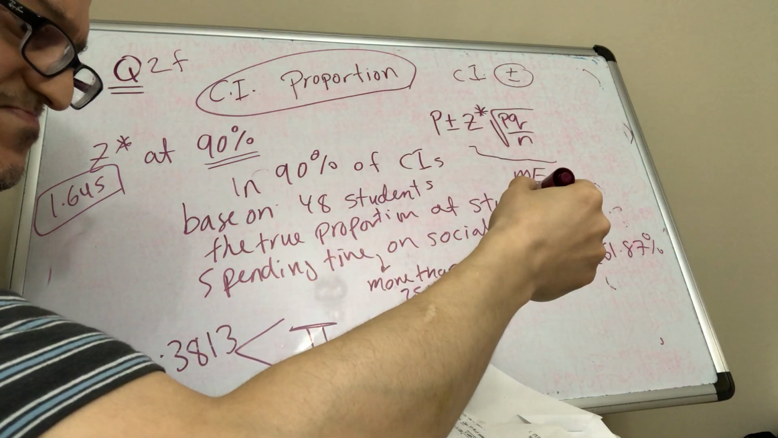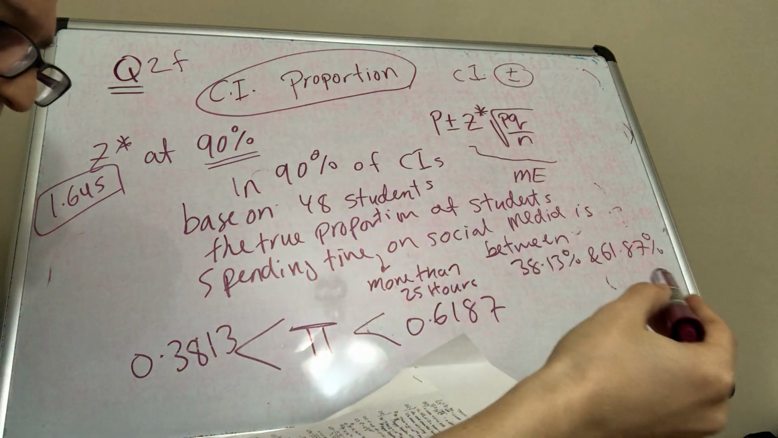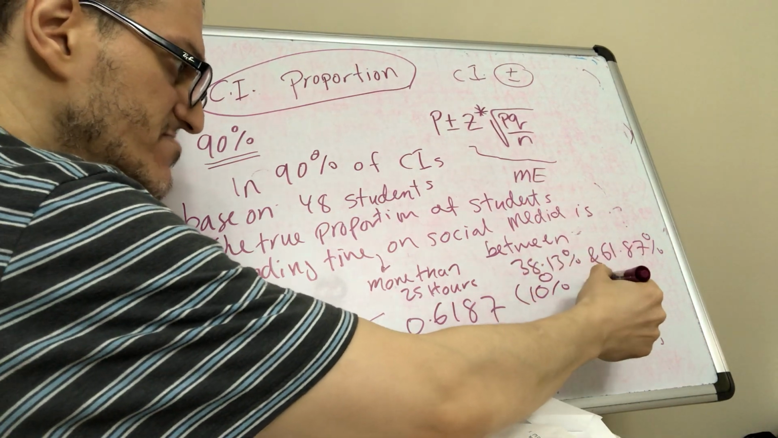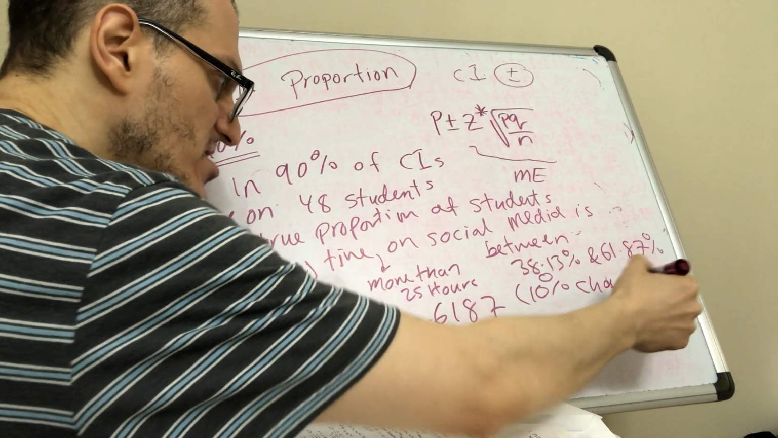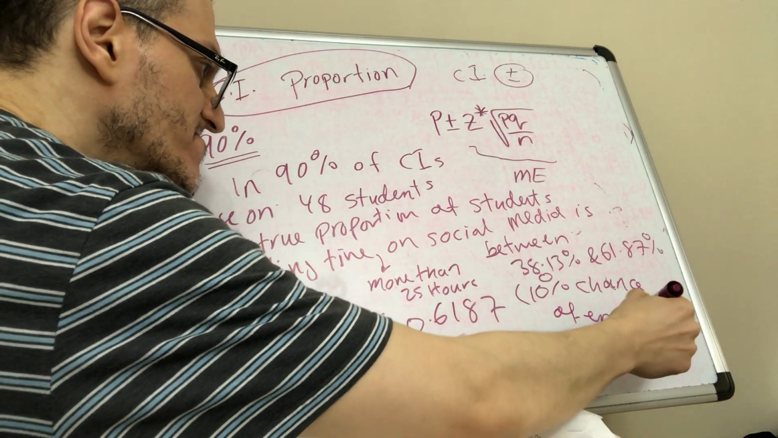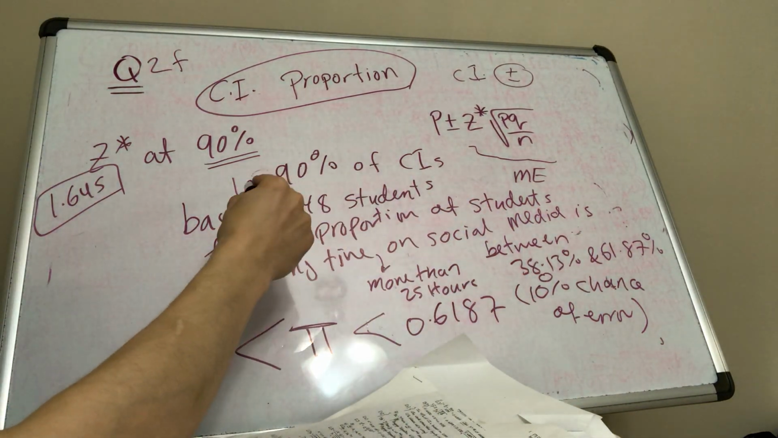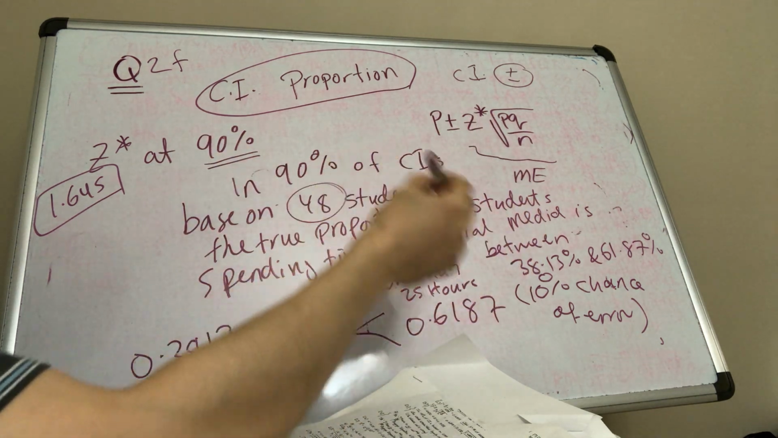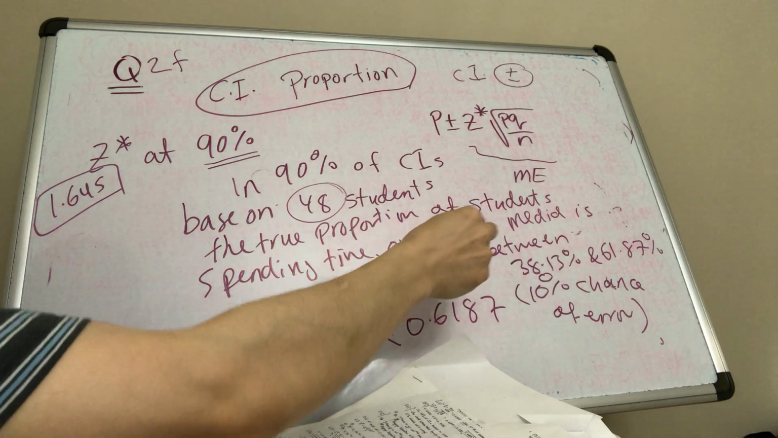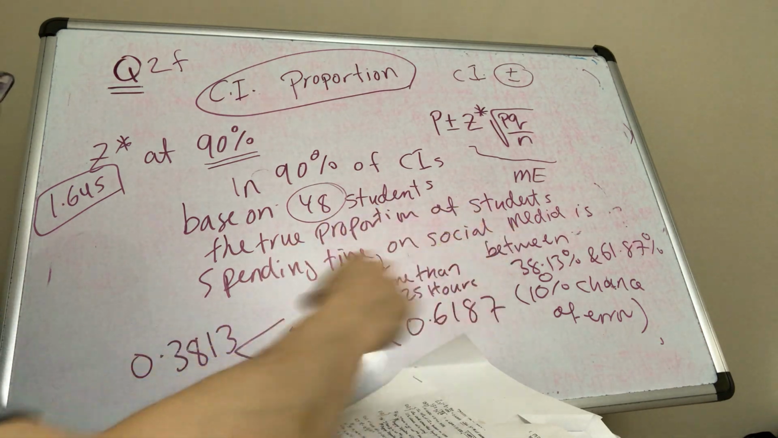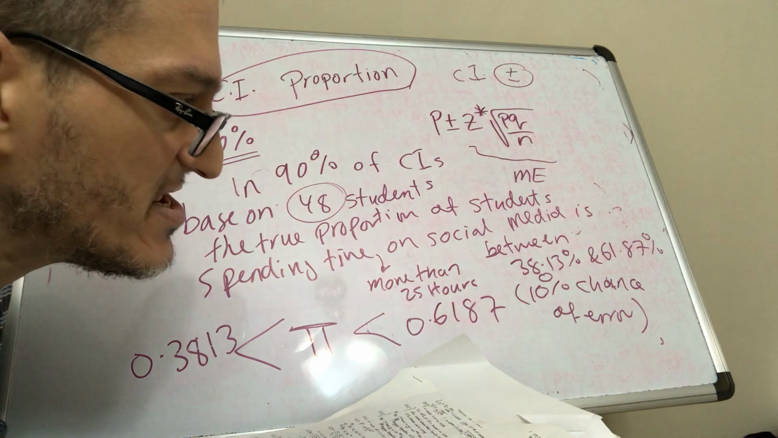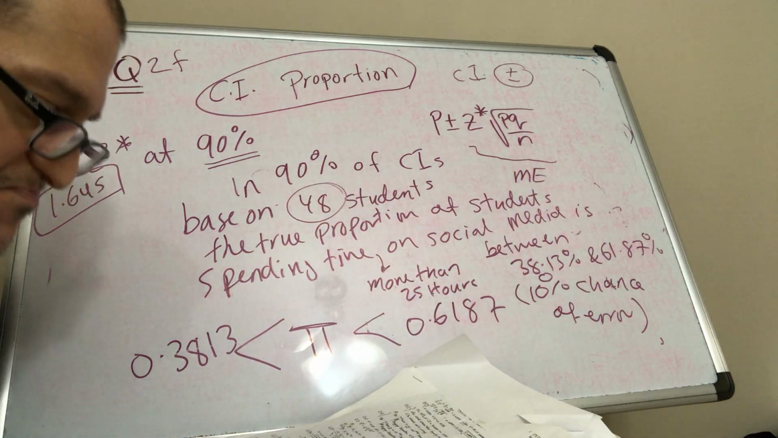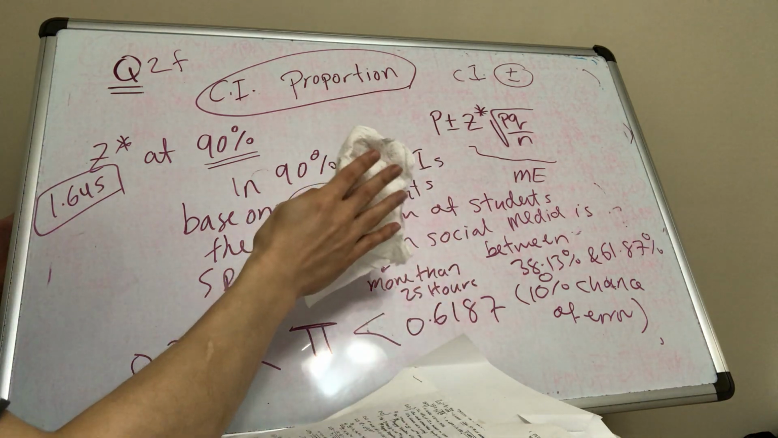And since we're 90% confident, you have to say in brackets, there is a 10% chance of error. So basically you start with n, whatever the confidence interval level, based on whatever the sample is, the true proportion of whatever the question is is between the two numbers you found, and since you're 90%, 10% chance of error. Okay, I'm going to erase this.